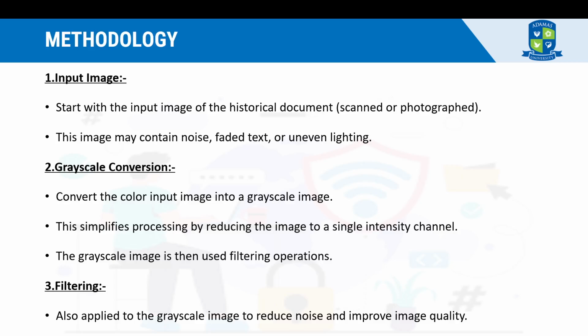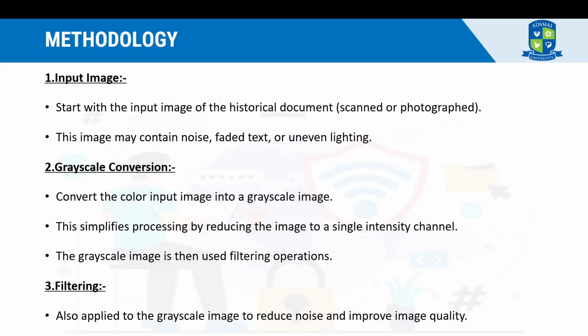Our methodology begins with the input image, which we immediately convert to grayscale to reduce the computational complexity. After that comes the critical filtering stage. We did not just use one filter, we combined them. We used median filtering to remove salt and pepper noise, morphological operations to fix broken text structure, and homomorphic filtering to correct uneven lighting and shadows.